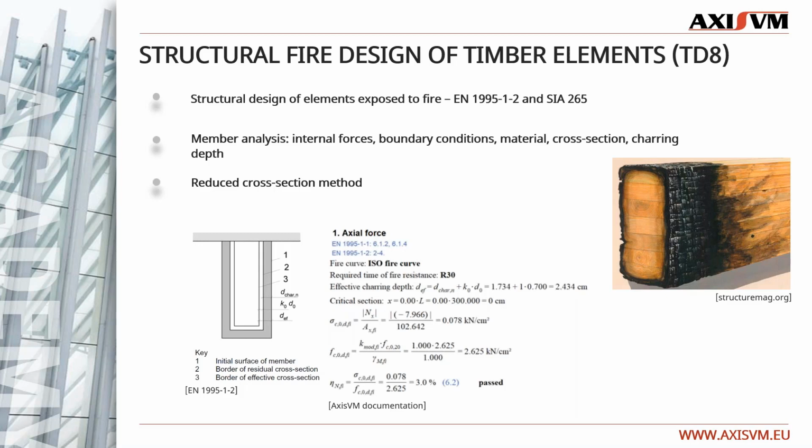That requires us to use a reduced cross-section method, where we do not consider the whole cross-section. We consider a smaller cross-section than the original one, and according to Eurocode, we can formulate our equations and calculate the stresses compared to strength, where I show you an example here of how you can perform it. This is the basic of fire design of timber elements, the reduced cross-section method.